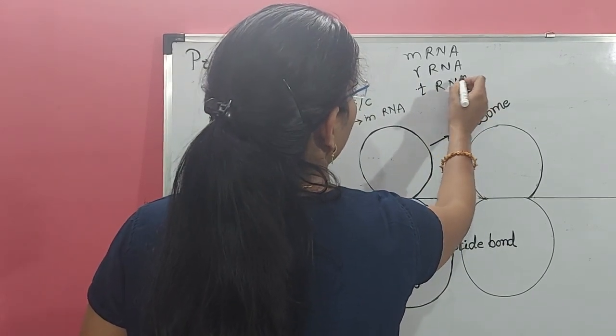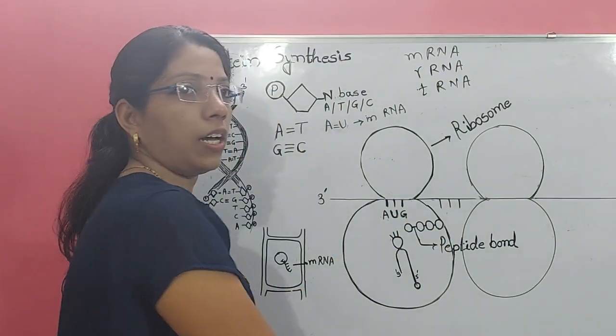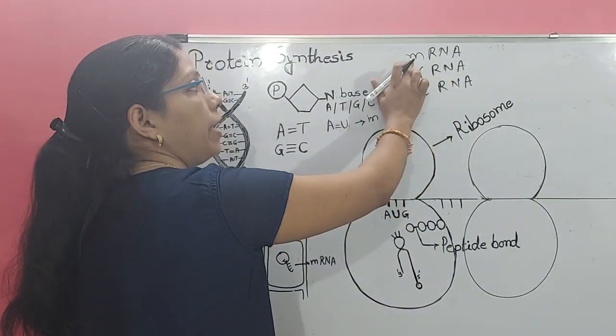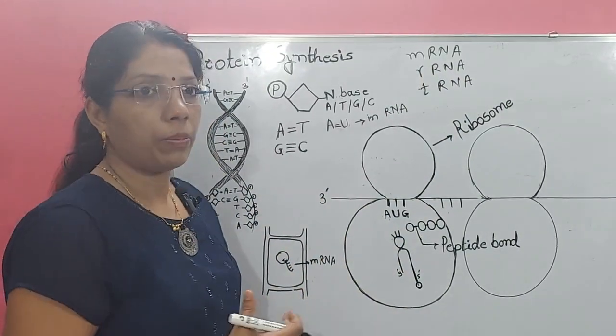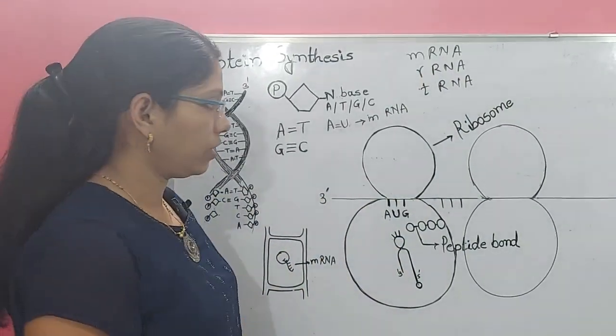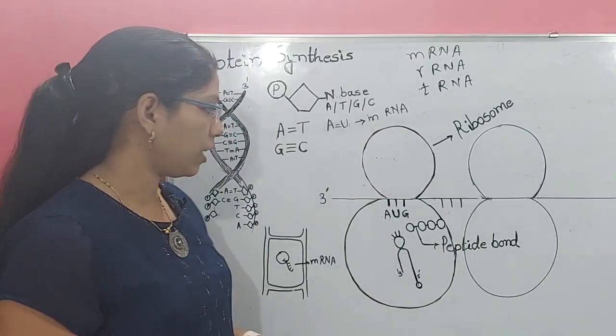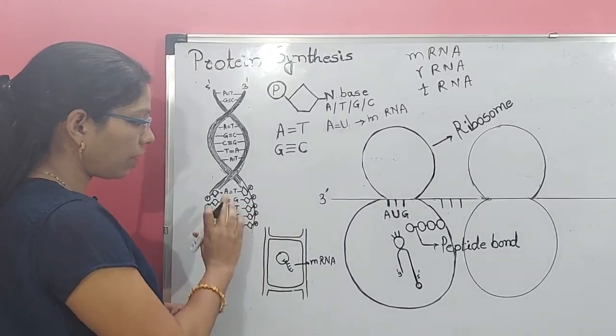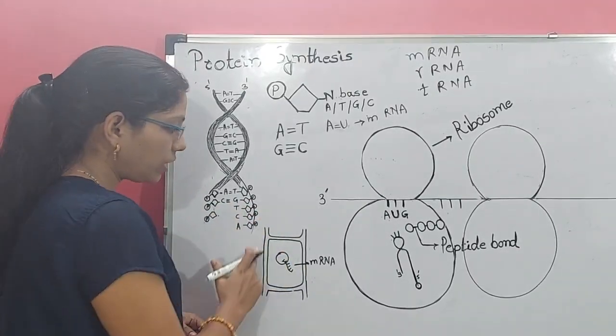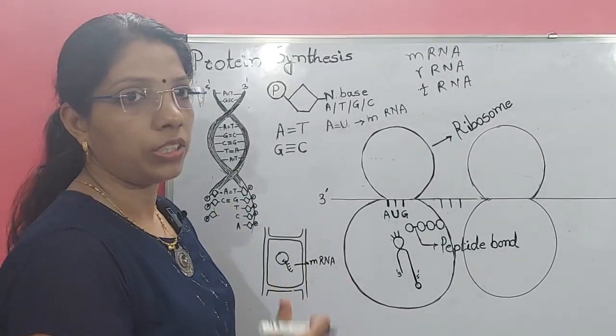It carries amino acid and it forms the peptide bond. rRNA forms peptide bond, and mRNA acts as a template for the formation of proteins. Template strand, mRNA strand. So there are two strands of DNA, and after uncoiling of these strands, one strand is used for the process of protein synthesis.